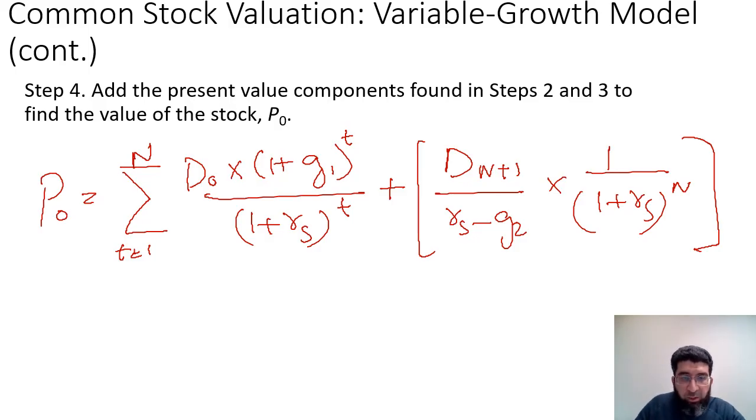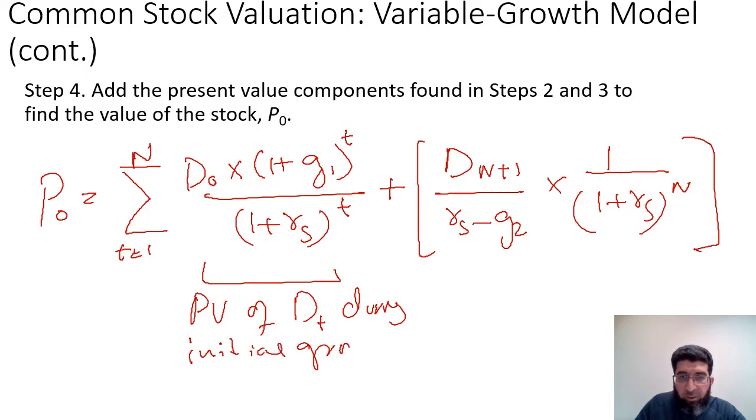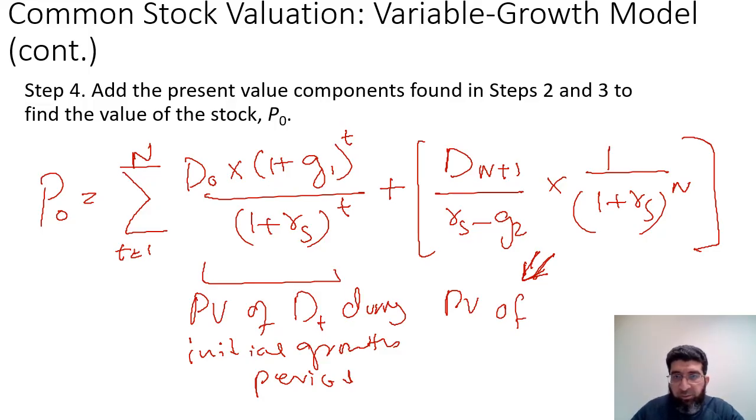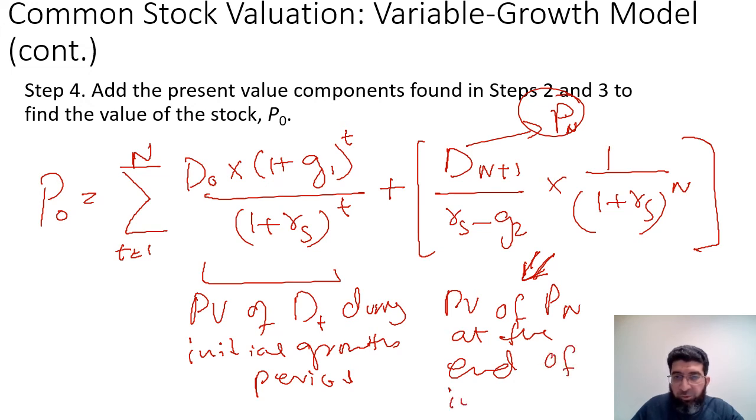So this is what we call the present value of all the dividends during the initial growth period, and this refers to the present value of the stock, the price of the stock. The price that comes out of it is Pn, the price of the stock at the end of the initial growth year.